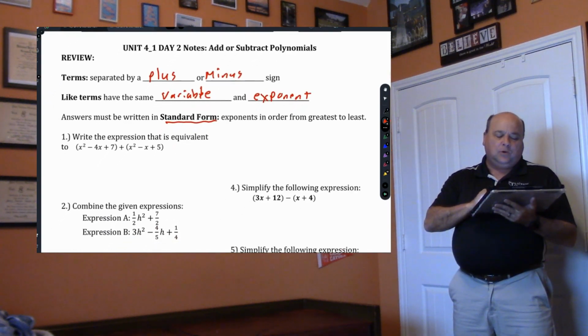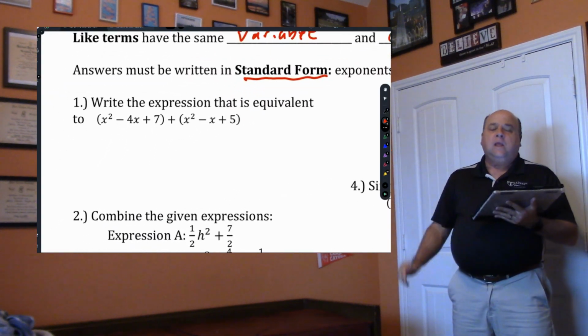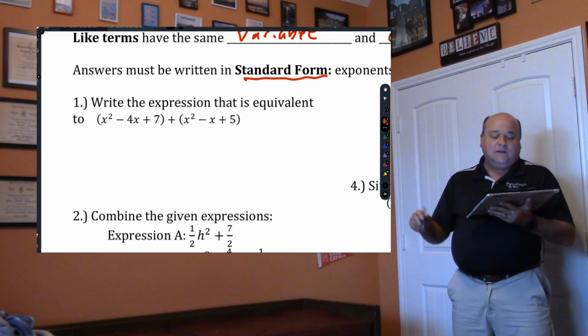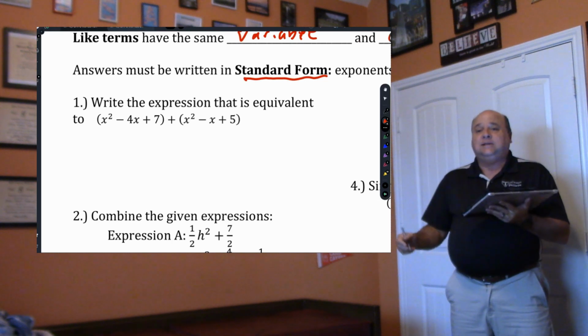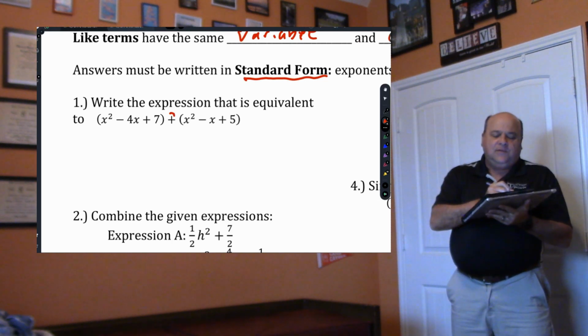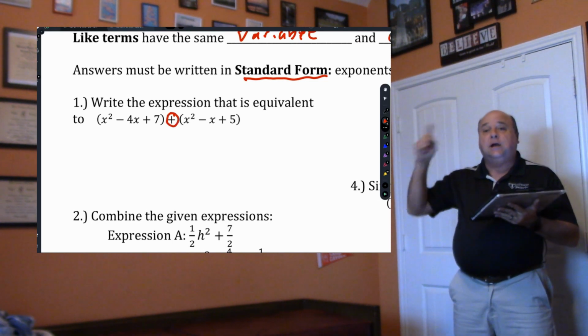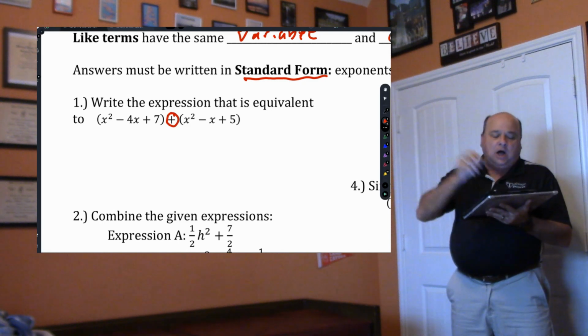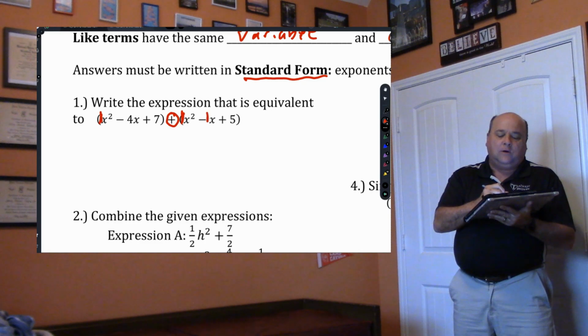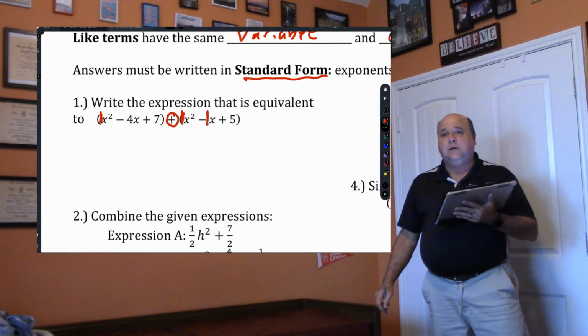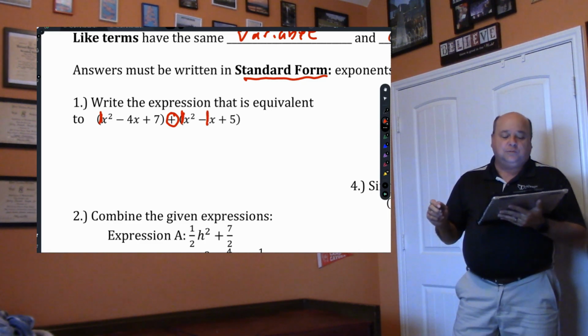For example, let's do number 1. Write the expression that is equivalent to x squared minus 4x plus 7 plus x squared minus x plus 5. In this problem, we're going to add, so none of the signs are going to be different. Also, what might help is to put a 1 in front of an exponent or a variable that doesn't have a coefficient. That's going to be the number you add or subtract.